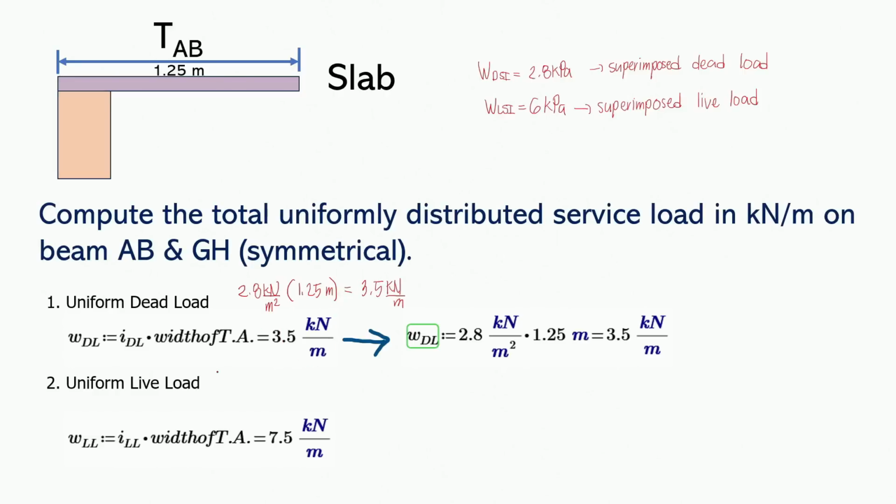And then for the uniform live load, we have 6 kPa multiplied by the width of the tributary area, which is still 1.25. So itong 7.5, this comes from 6 kPa multiplied by the width of the tributary area, which is 1.25 m. And so kaya this is 7.5. And so again, dito galing yan. Now aside from these superimposed loads, we also have the self-weight of the beam and also the self-weight of the slab. So we will compute for that one.